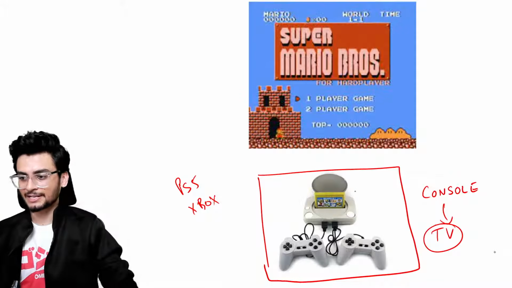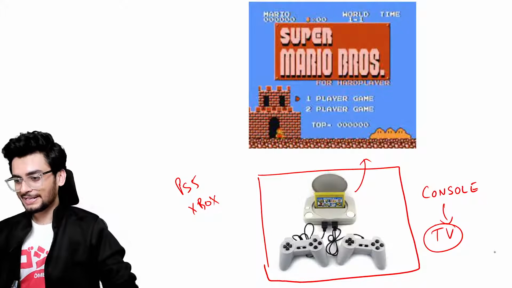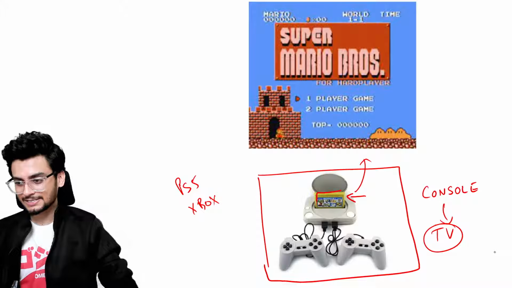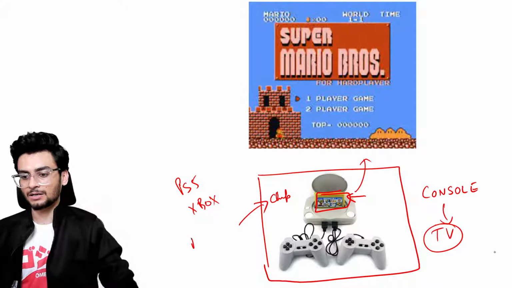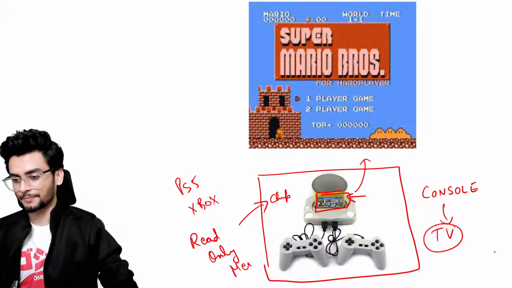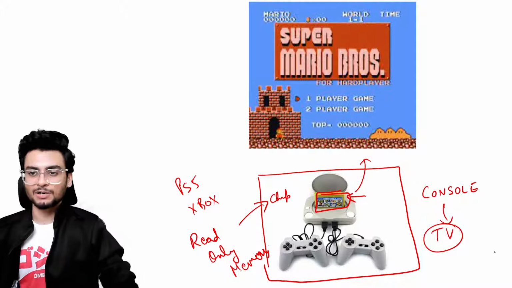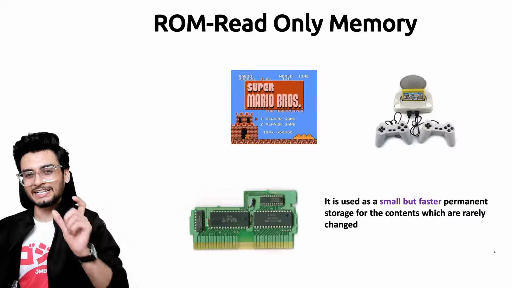ये आप TV के साथ कनेक्ट करते थे. So what would happen there is you need to input the game. Now this game is kind of a chip which is known as a read only memory, right? So let's have a look at the read only memory and what is it. It is a very small kind of memory.